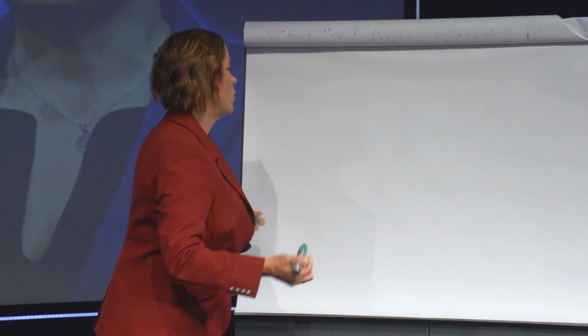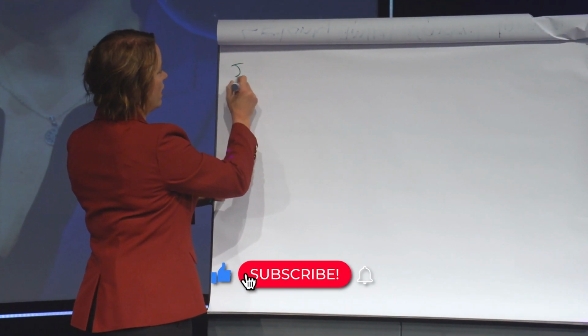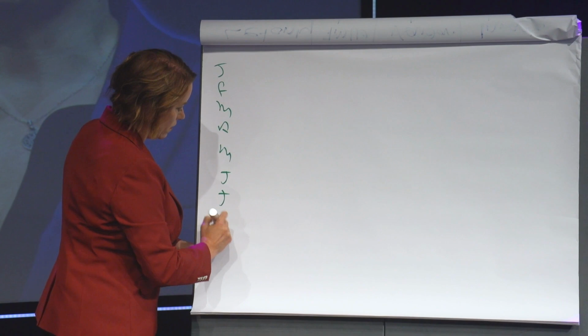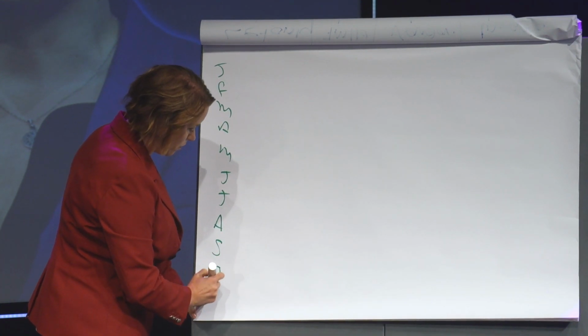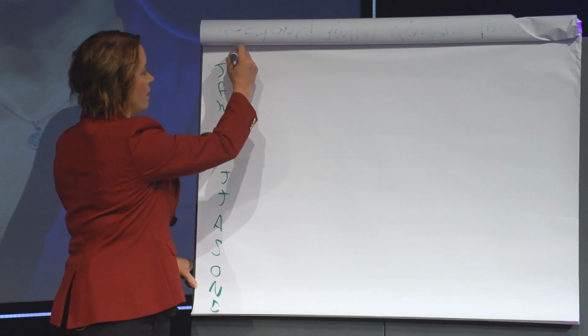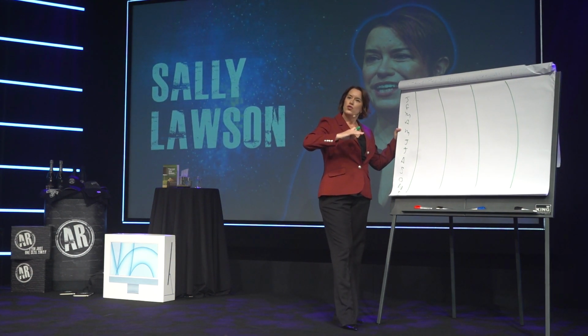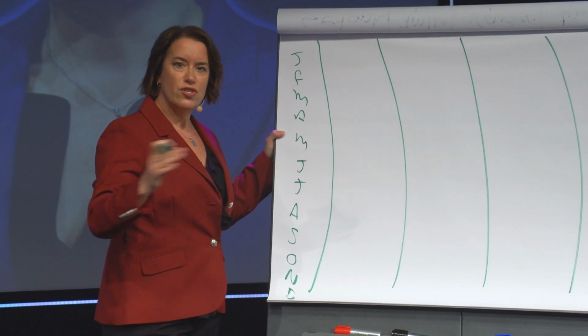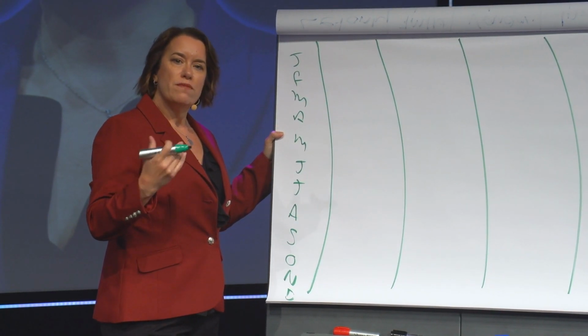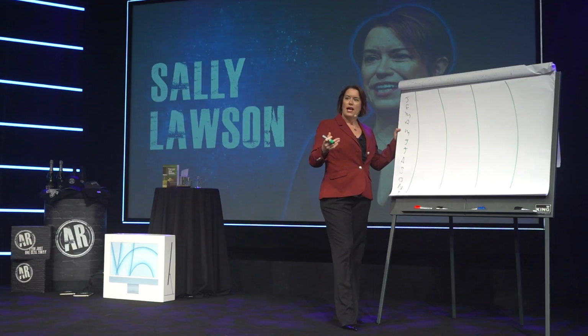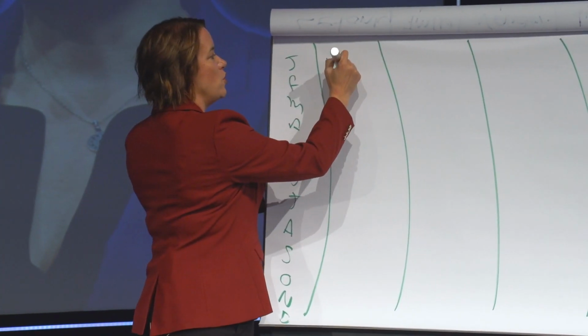If you're looking at the 12-month vertical, you've got your months down here: January, February, March, April, May, June, July, August, September, October, November, December. There's some things you can do that you want to do all the time. They just run consistently. But there's some things that you only want to do quarterly. And there's some things that you want to do seasonally.